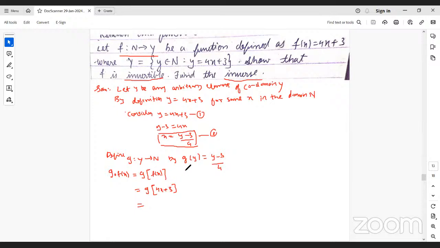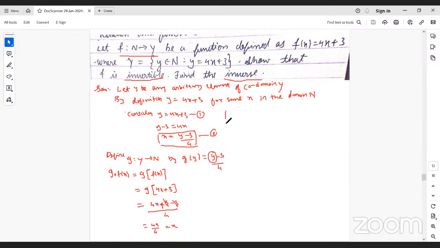The function g of y is equal to (y minus 3) upon 4. Where there is y in the function g of y, you need to replace it by the complete f of x value, that is 4x plus 3. So in place of y I have written (4x plus 3 minus 3) upon 4. On simplifying, plus 3 minus 3 will cancel, 4x upon 4 will be equal to x. So it will be equal to x.